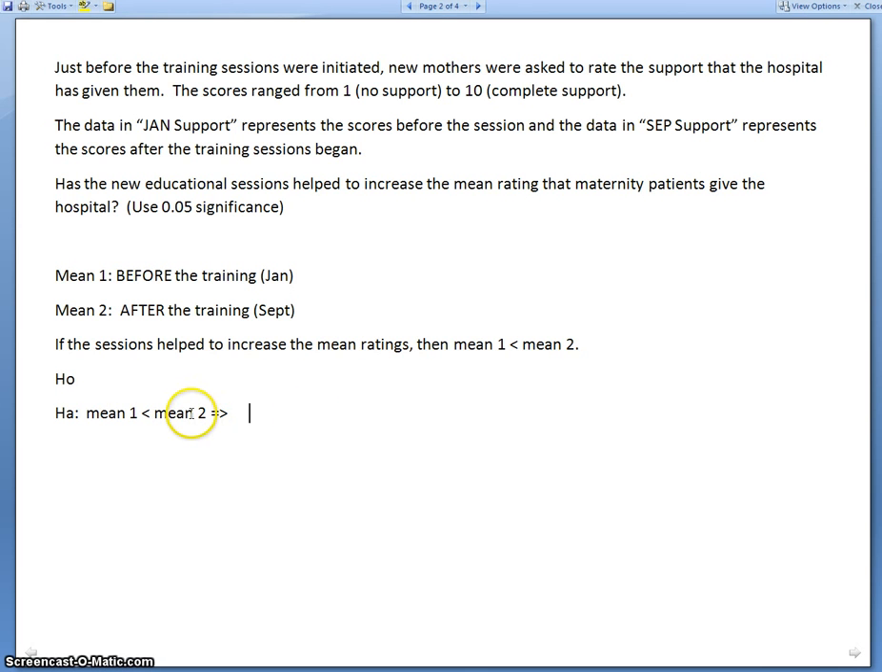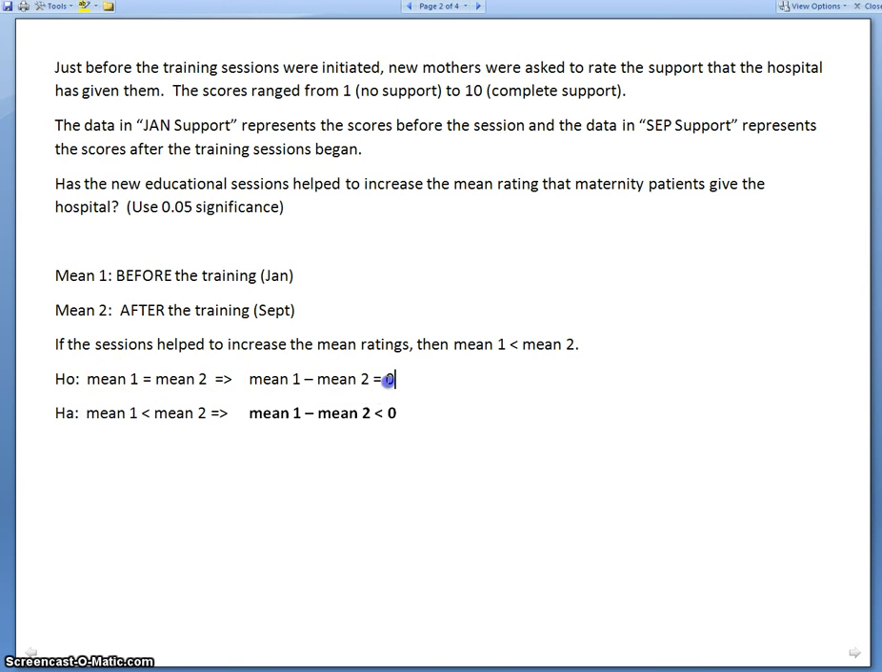So if we move mean 2 over to this side, this is the same as saying mean 1 minus mean 2 is less than 0. That's going to be important, right? This is going to help us. This is how Minitab looks at the calculations, that the difference is less than 0. The null, we know we just assume that the means are equal. There is no change. That's what null means. There's no change, so we'll assume that they're equal, which means the difference between the two is equal to 0.